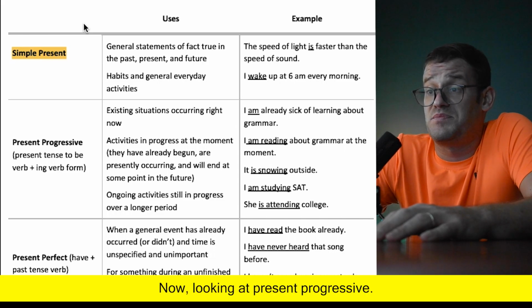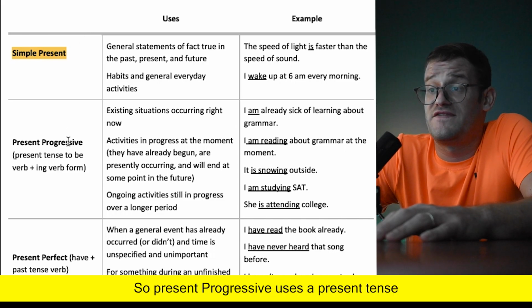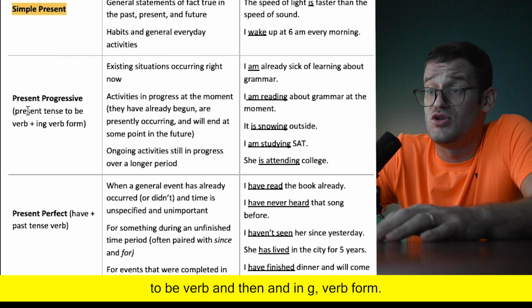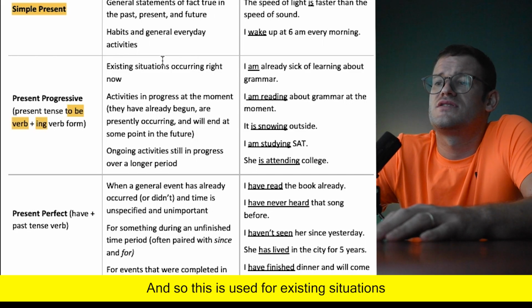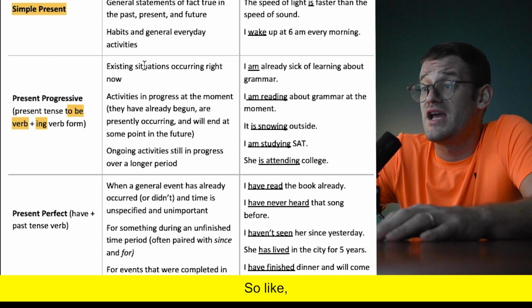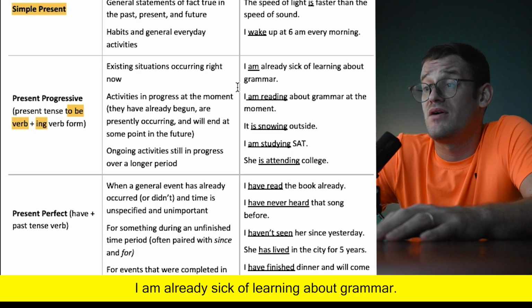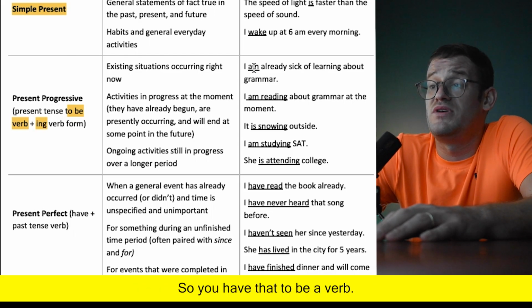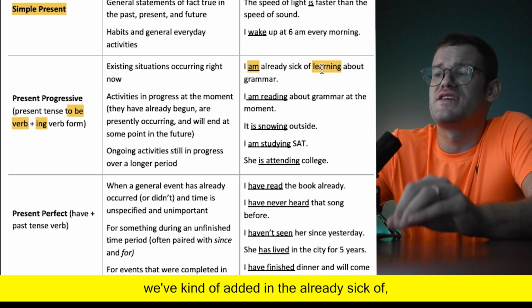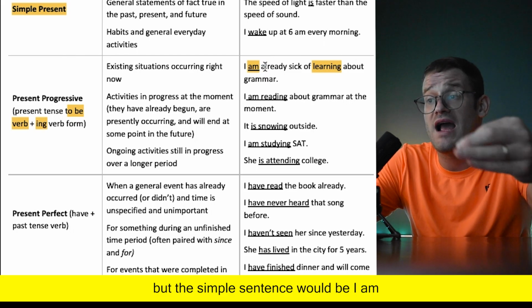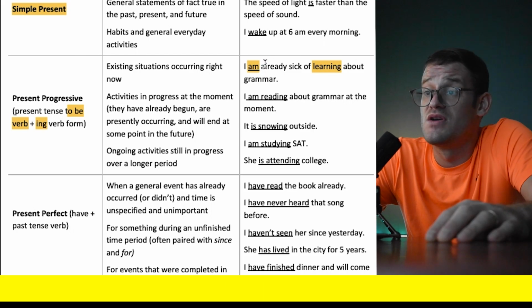All right, now looking at present progressive. Present progressive uses a present tense to be verb and then an ing verb form. This is used for existing situations that are occurring right now. So, I am already sick of learning about grammar. You have that to be verb, am, and the ing verb. We've added in the already sick of, but the simple sentence would be I am learning about grammar.